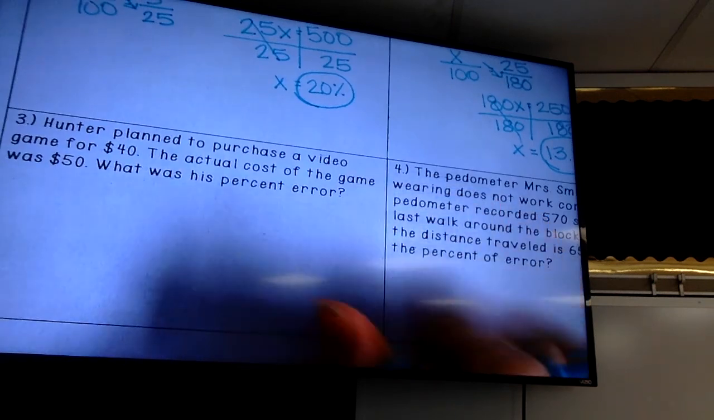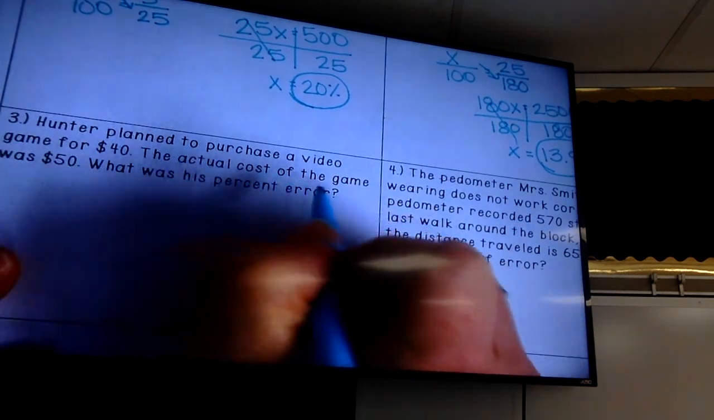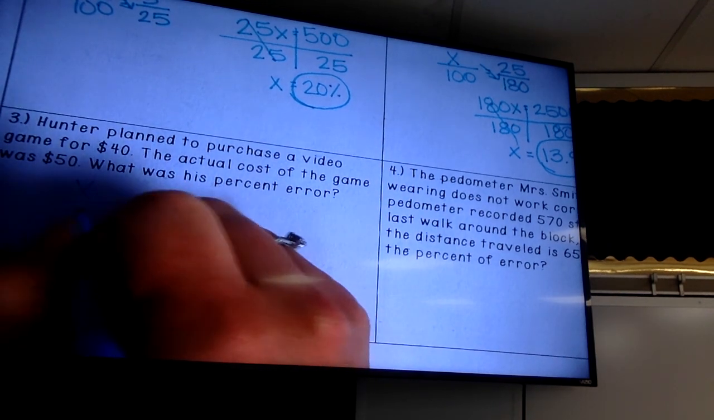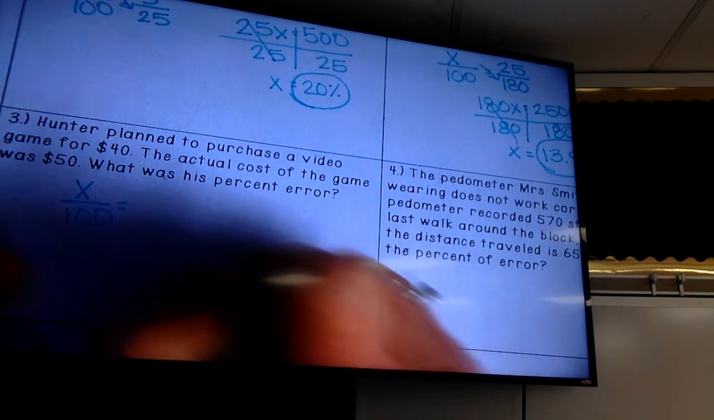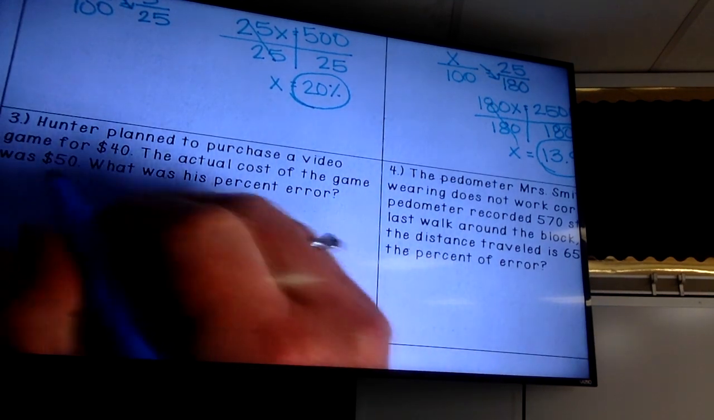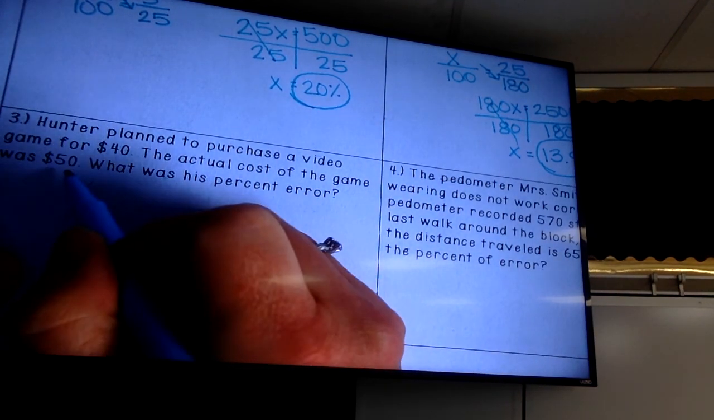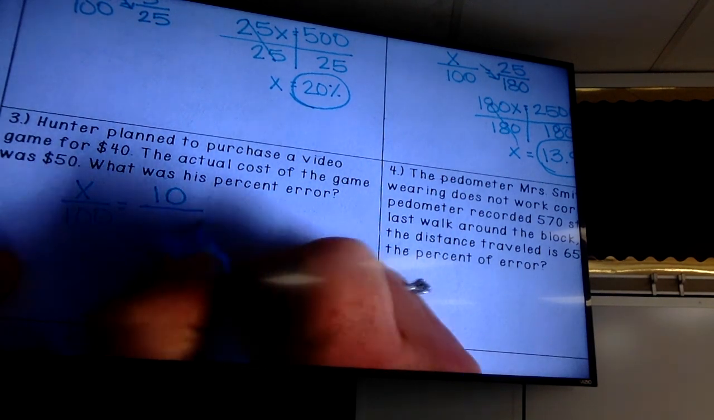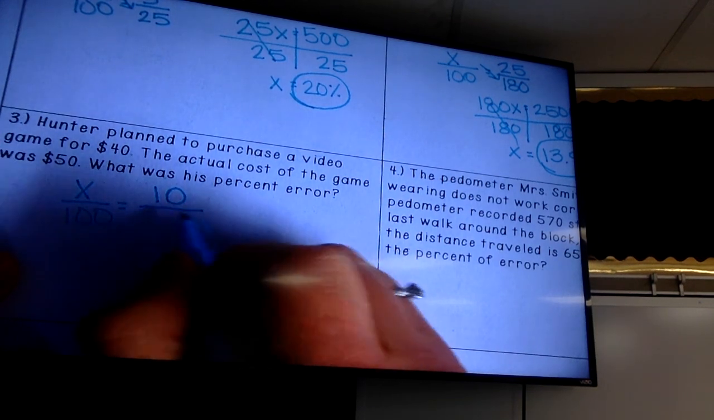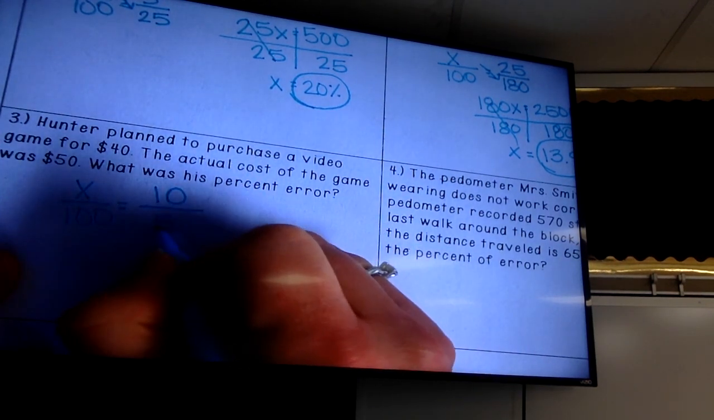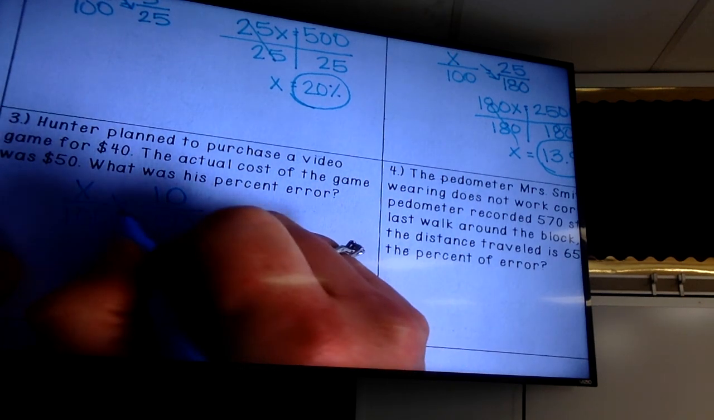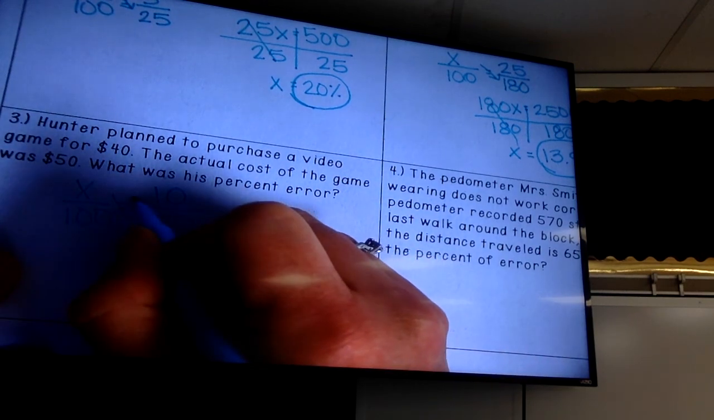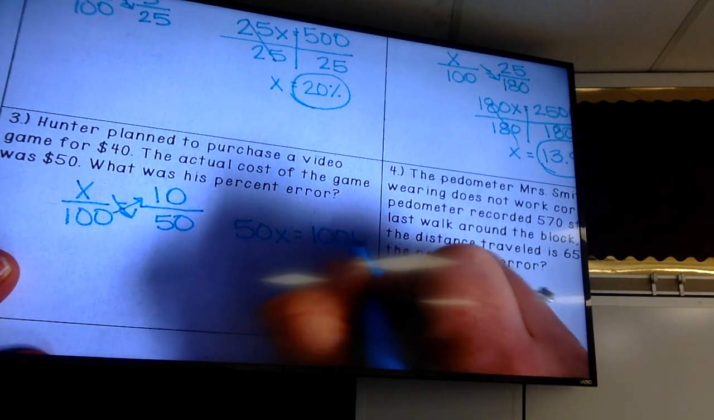Two more. Hunter planned to purchase a video game for $40. The actual cost of the game was $50. What was his percent of error? So we're trying to find the percent. We put it over 100. How far was he off? He thought 40. It was actually 50. 50 minus 40, he was off by $10. Remember, the bottom is the actual amount, the exact amount. The actual cost of the game was 50. So we're going to put 50 at the bottom. So 50 times x is 50x. And 100 times 10, that's 1,000.